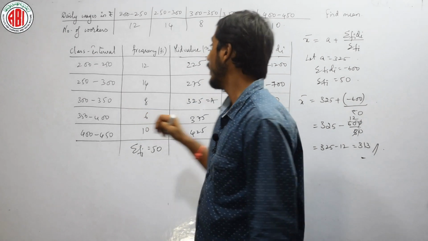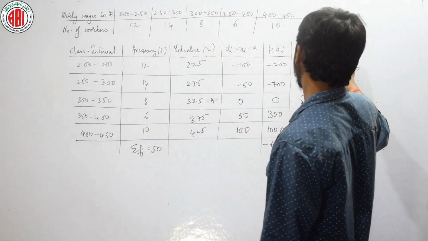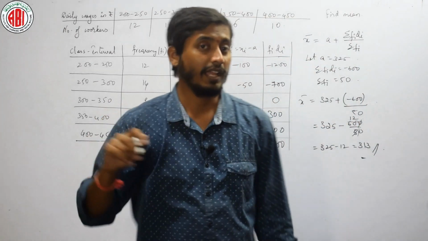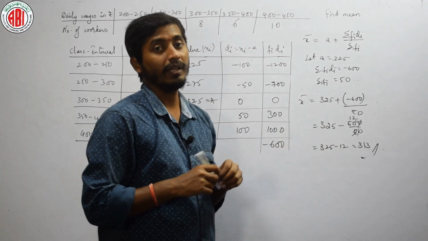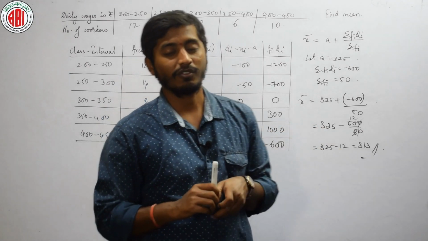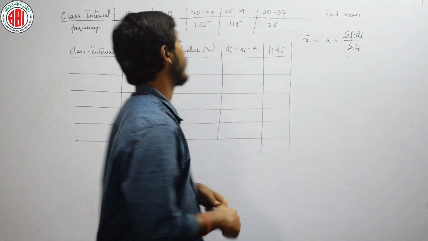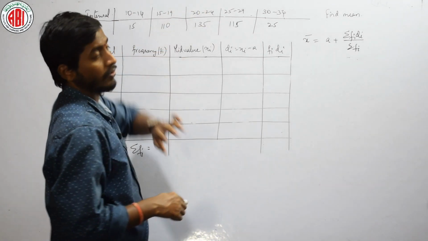Is it okay? Then after substituting and multiplying, we have to substitute in the formula a plus sigma Fi di by sigma Fi, right. Then we will get the value of mean. Okay. Shall we move on to the next problem? Let us do. The next question asks us to find the mean for the class intervals 10 to 14, 15 to 19 and so on, right.